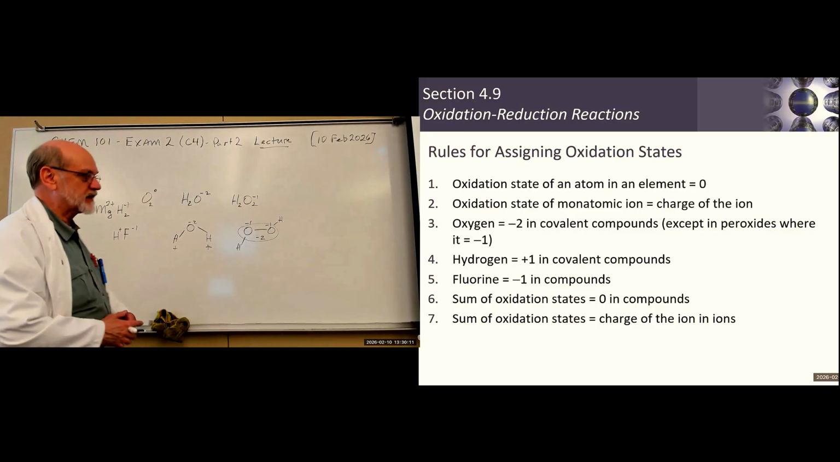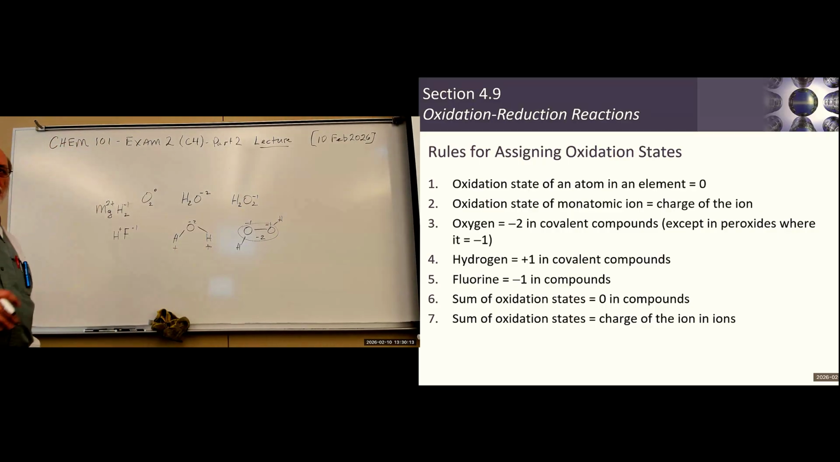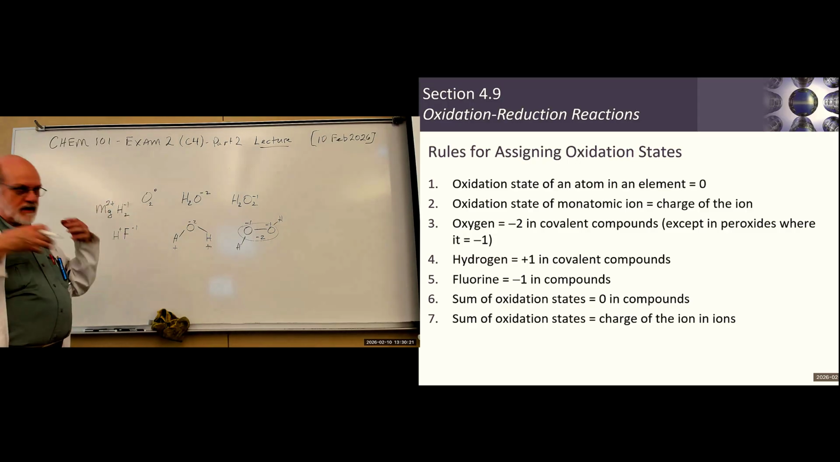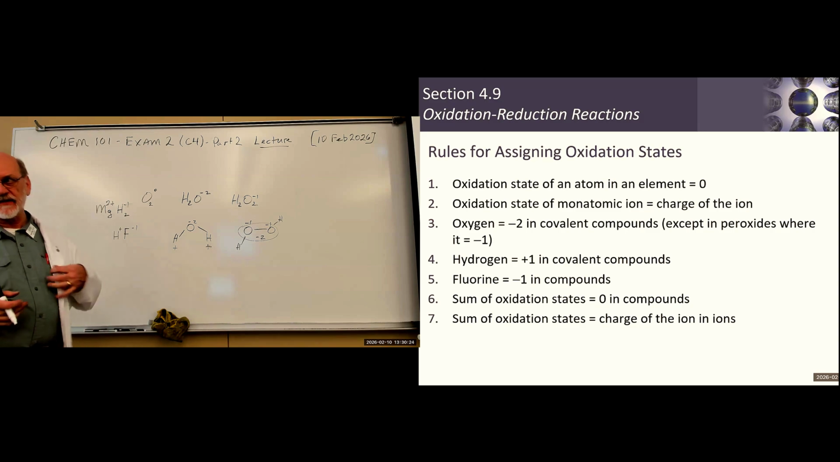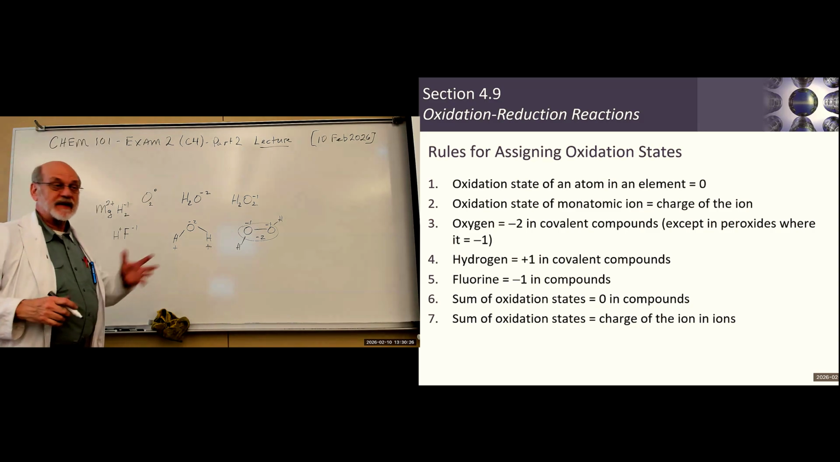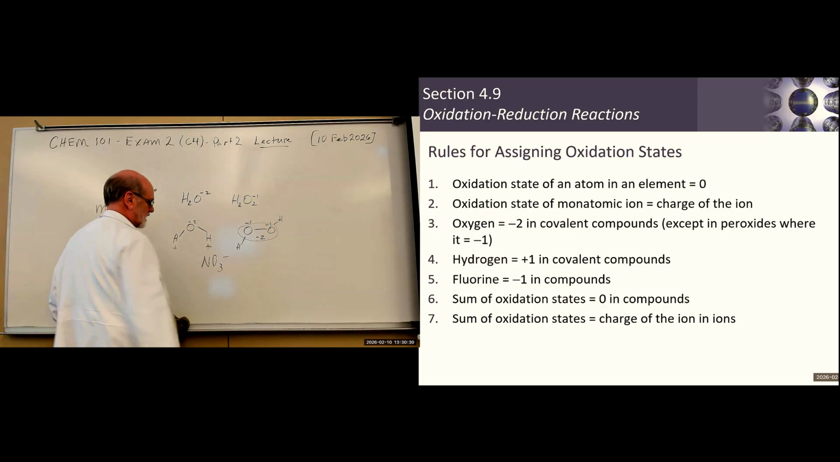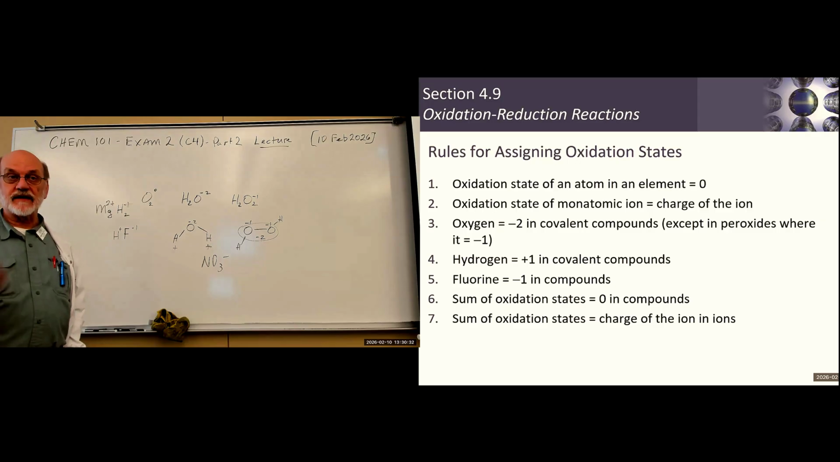The sum of the oxidation states in a neutral compound must be 0. Can't have any imbalance. If the compound is neutral, all the oxidation states must add to 0. If you have a polyatomic ion, like this one, then the oxidation states have to add up to the charge.